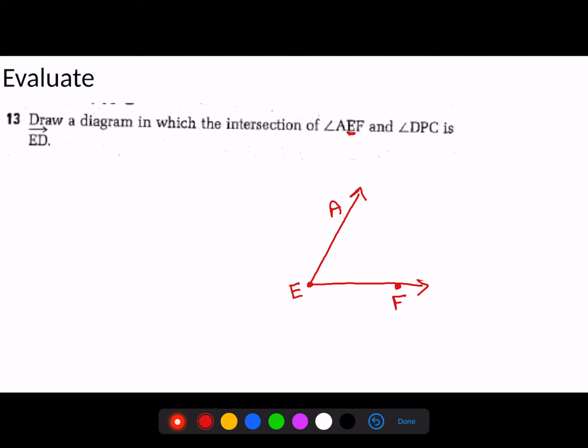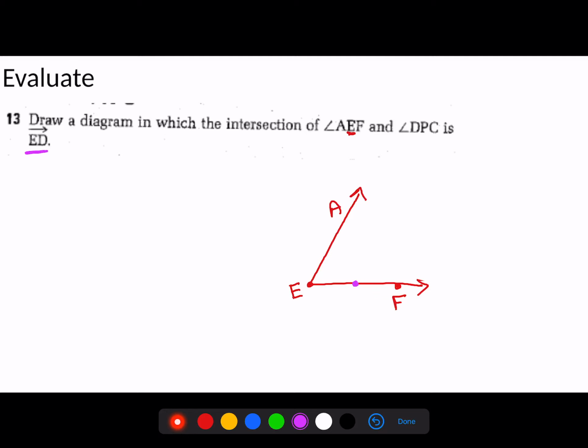So I have A, E is our endpoint. And then we have F right over here. Now, when we intersect these, we should have ray ED as our intersection. So if I think about that, I want ED as our intersection.